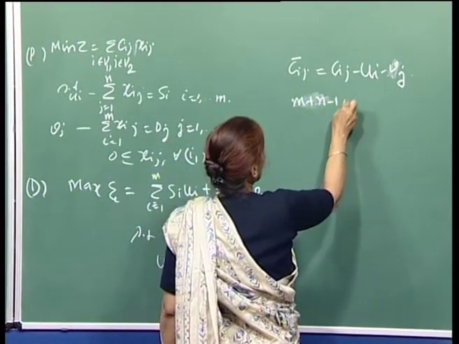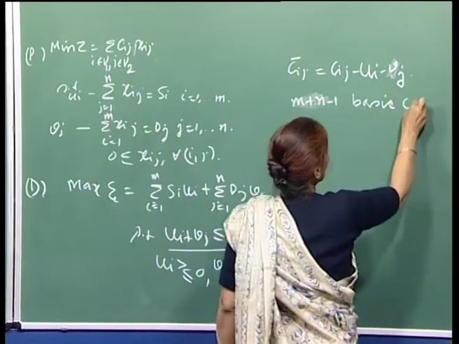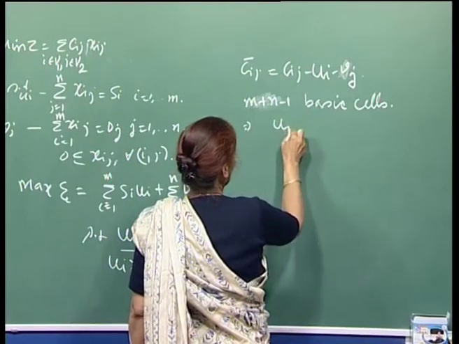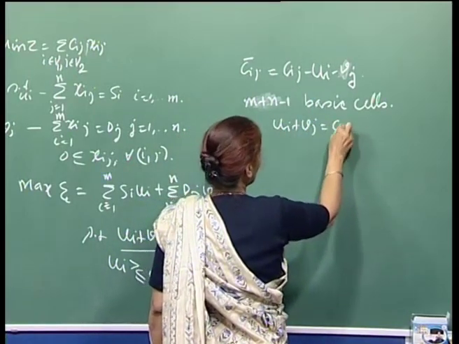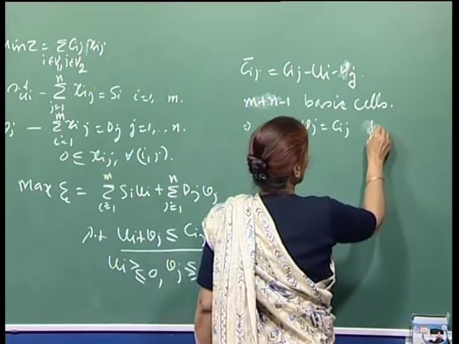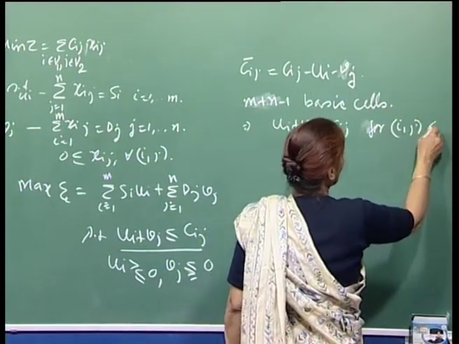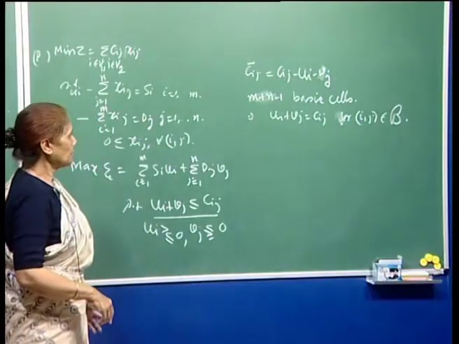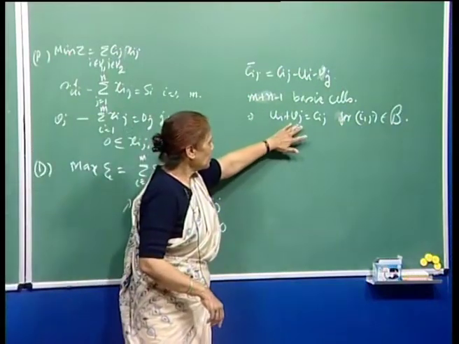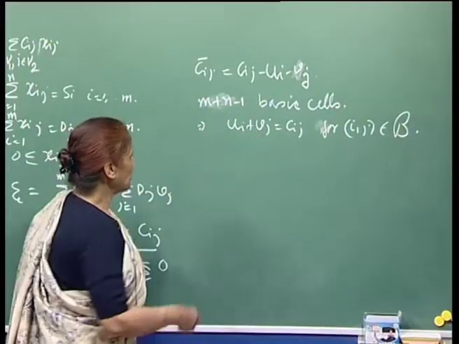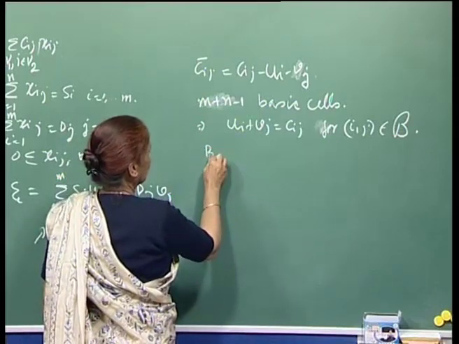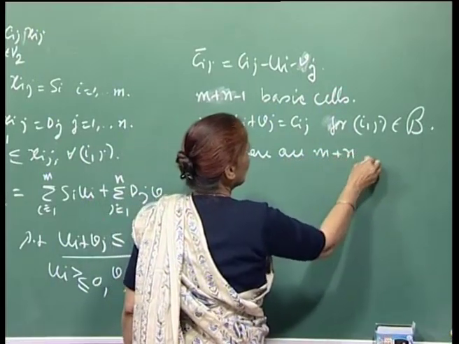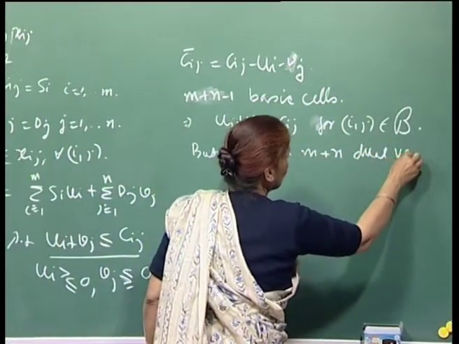Since there are m plus n minus 1 basic cells, this implies u i plus v j is equal to c i j for i j belonging to the basic set. I will refer to the script B as the set of basic cells, right. But there are m plus n dual variables, right.